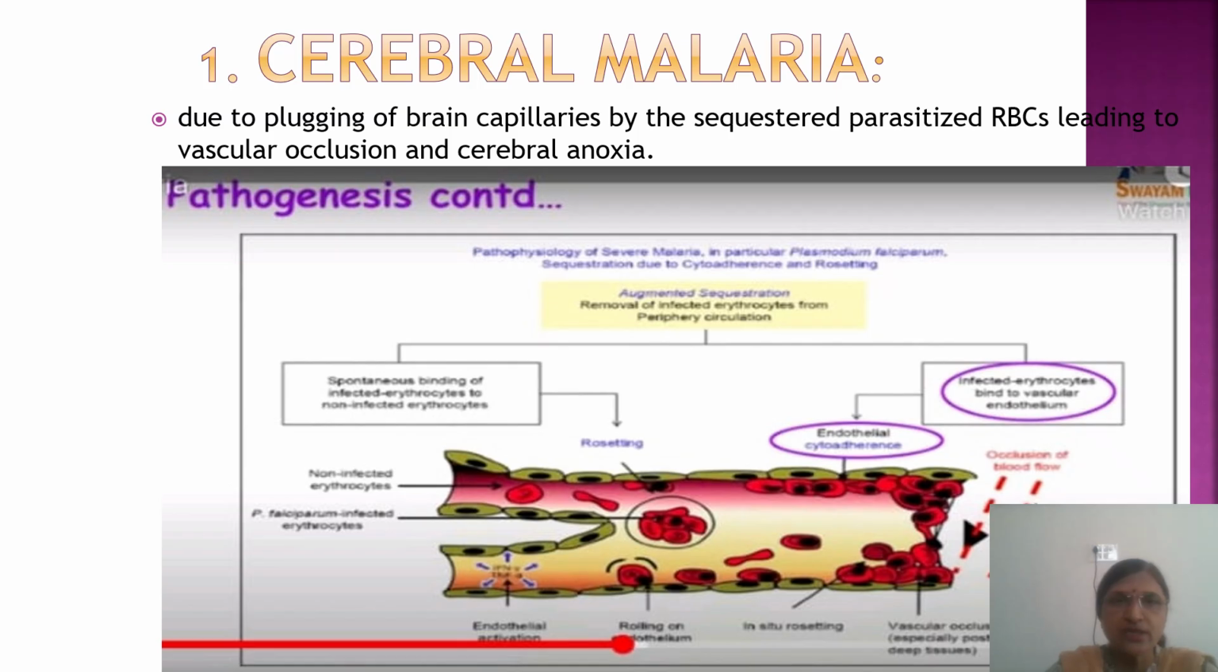So it is due to plugging of brain capillaries by sequestrated parasitized RBCs, leading to vascular occlusion and cerebral anoxia. Here in this picture you can see these RBCs are getting attached to the endothelium of the capillaries, and because of that sequestration there is clot formation, and because of that there is hypoxia, decreased oxygen supply to the brain, and then it causes cerebral malaria. So the patient will have symptoms like convulsion, and the patient may go into coma, or in cerebral malaria there may be death of the patient.